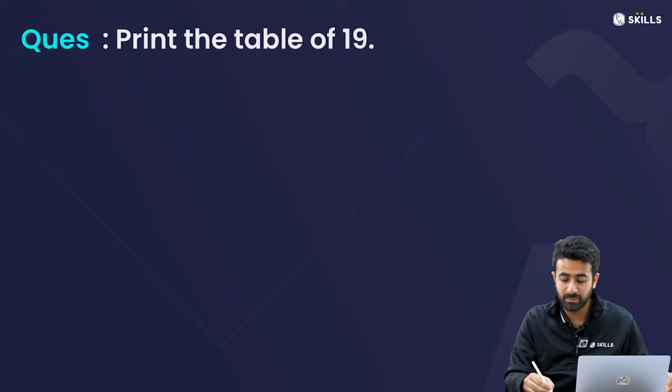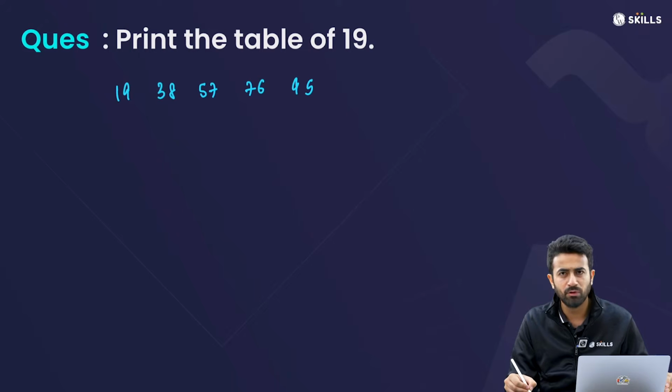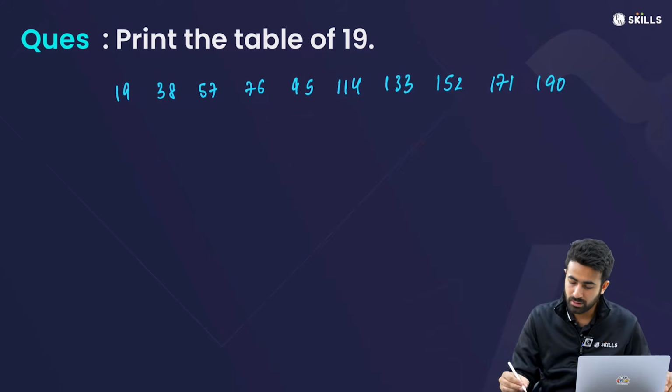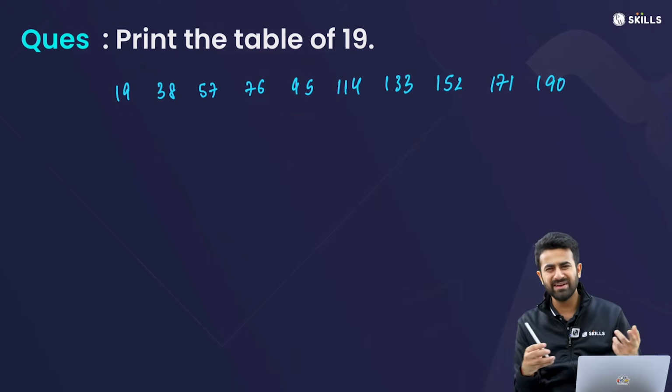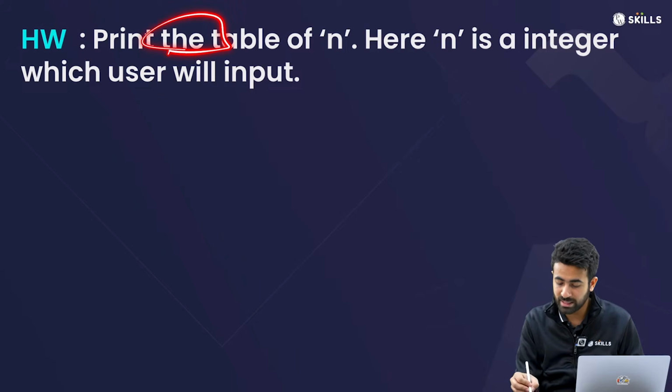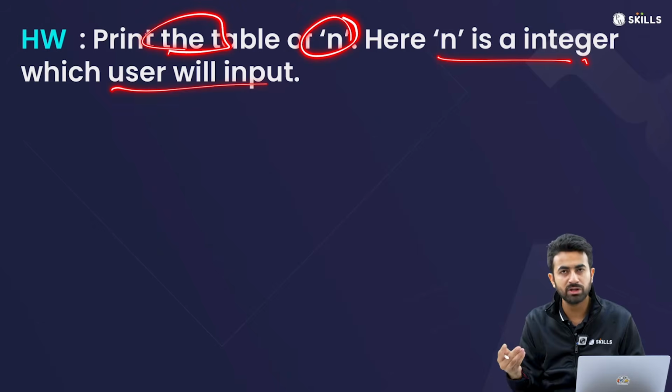The table clearly means that you should print 19 and then 38 and then 57, then 76, then 95, then, I think it is 114, yes, then 133, then 152, yes, 171 and 190. Right, you have to print this, or whatever, print the table of n. I think it is a homework. Yes, the homework is print the table of n. N is a user input.